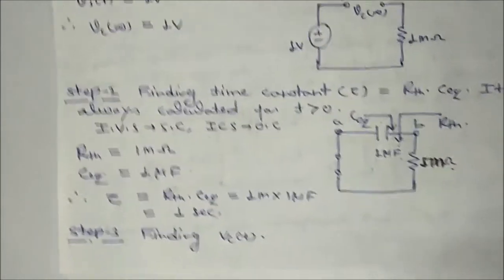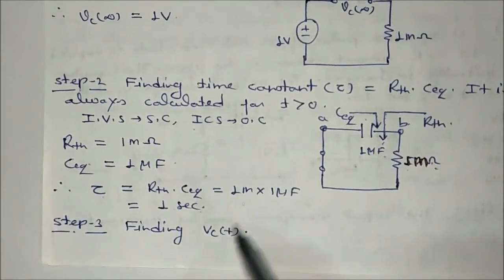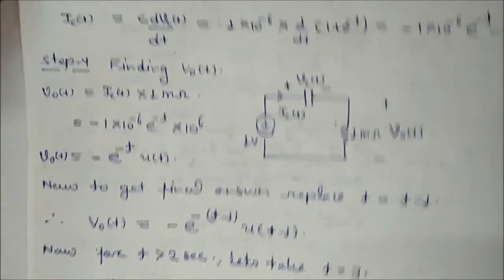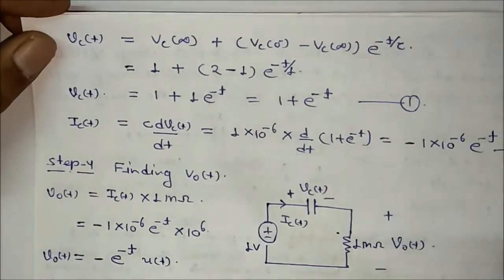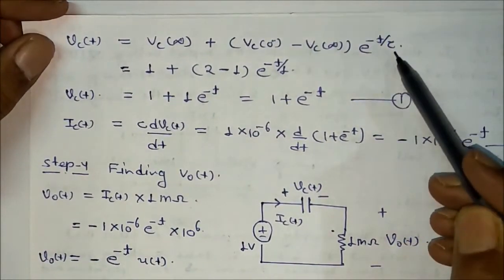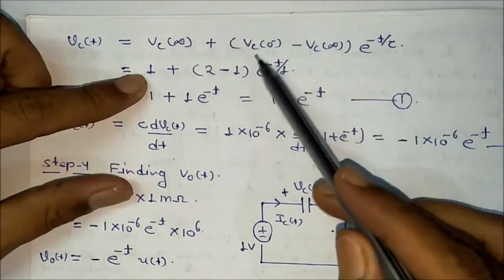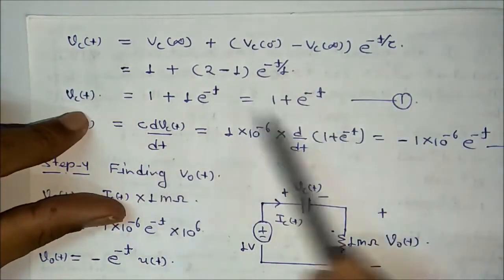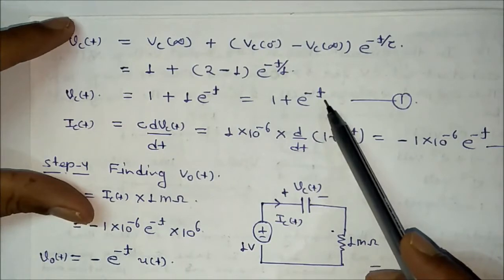Now the last step is finding VC(t), and we know that VC(t) is VC(infinite) plus [VC(0 minus) minus VC(infinite)] e to the power minus t by tau. Put in all the values: that is 1 plus (2 minus 1) e to the power minus t by 1. Okay, so VC(t) we will get this value.